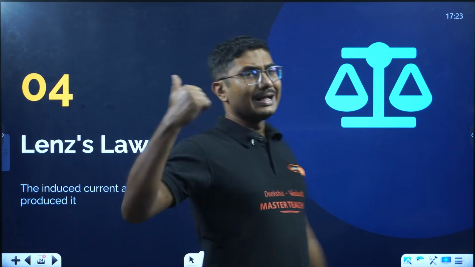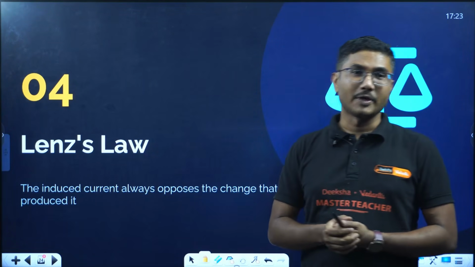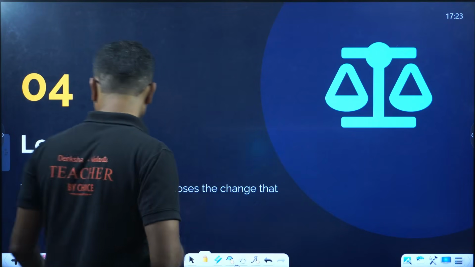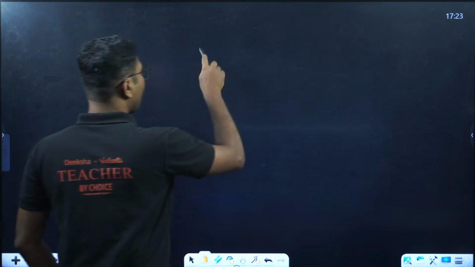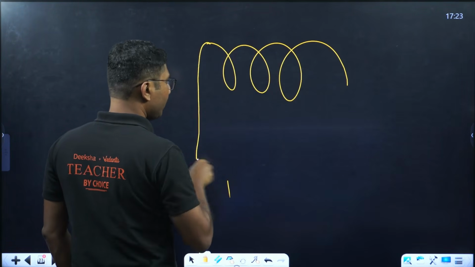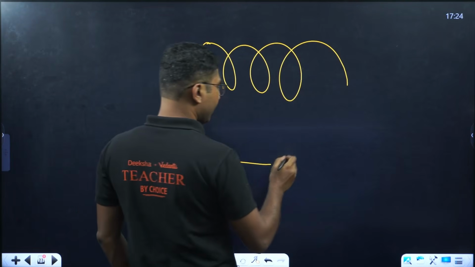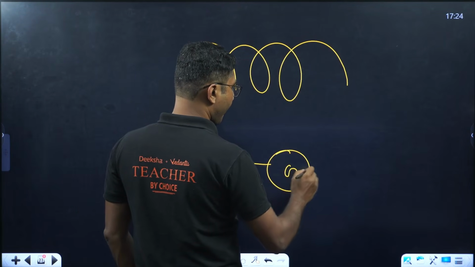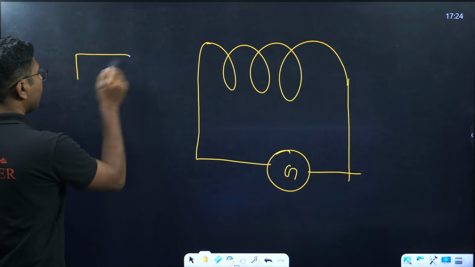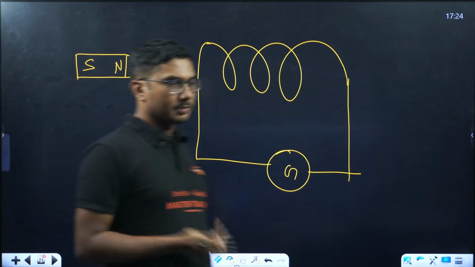Lenz is a theoretical physicist. He came up with a problem of his own. So what if I have a coil? Imagine I have a coil fixed with a galvanometer, and I have a magnet. It was his thought experiment.